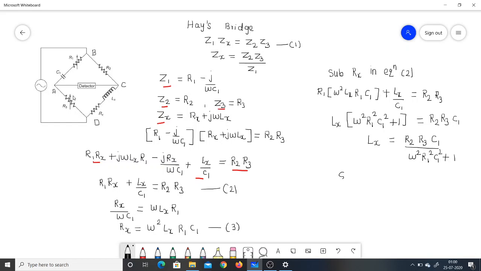After doing this, I'm going to substitute Lx in 3. Then, after doing that, I get my Rx value as omega square R2 R3 R1 C1 square divided by 1 plus omega square C1 square R1 square.